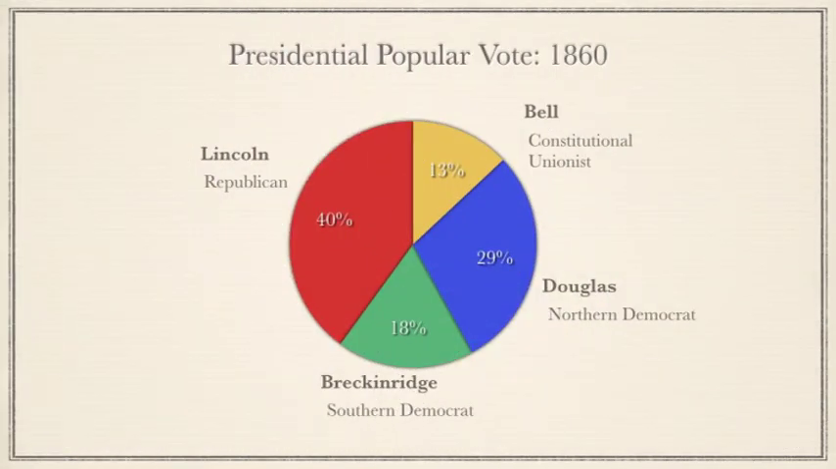Here is the popular vote nationwide. Lincoln won the election with only 40% of the total. If he had been facing a united Democratic Party, Lincoln would have been buried. He really was a sectional candidate whose name didn't even appear on ballots in the South.